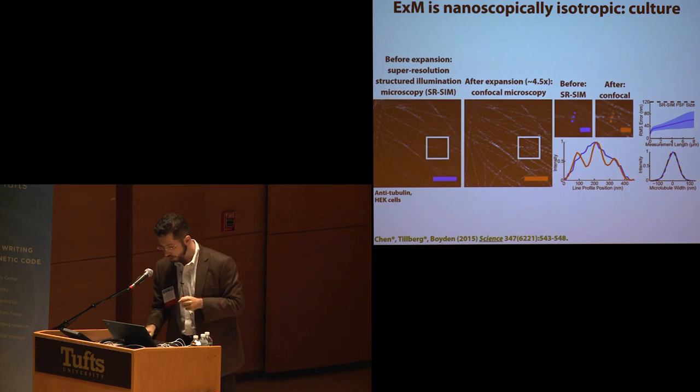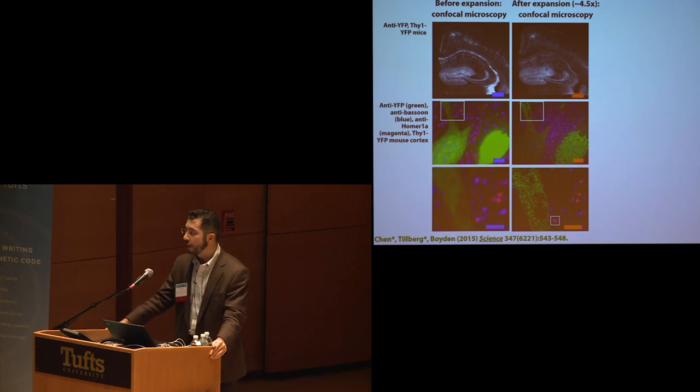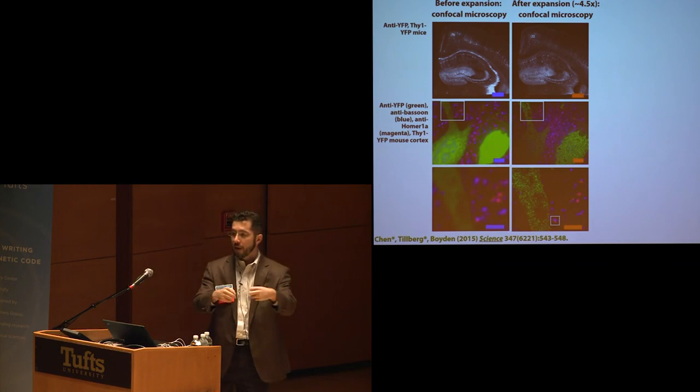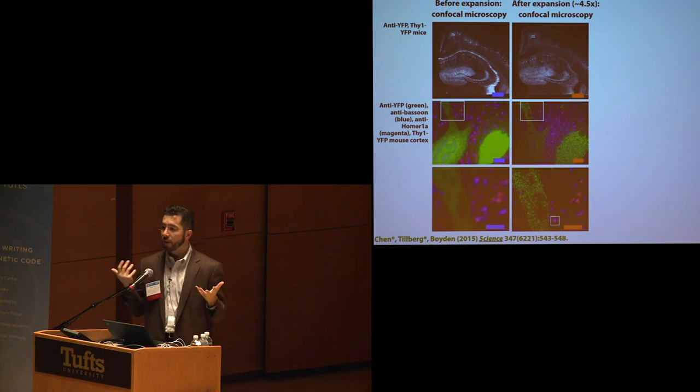Before we get there, though, even with this fivefold expansion, there are lots of things you can do now that were very difficult or sometimes even impossible to do before. One thing we're already doing a lot of is expanding entire brain circuits that could contain thousands or even sometimes millions of neurons, and then you can image them using microscopes that you already have.